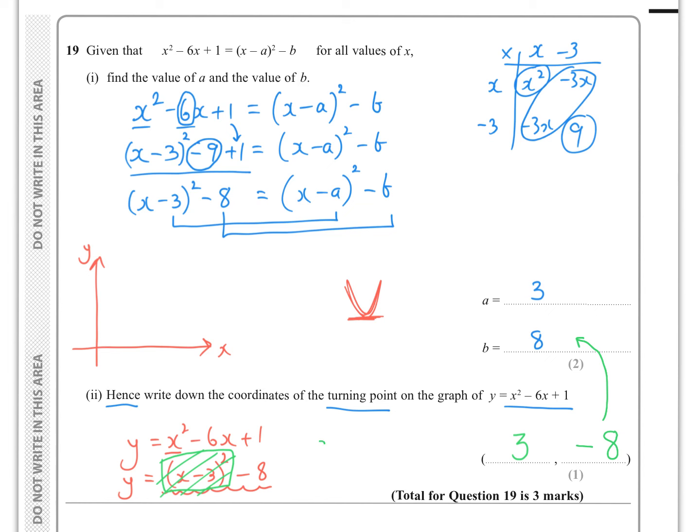One good site that I use is Desmos, where you can interactively plot functions. It's a really good site, and if you just put this function in, and then if you put this function in, y equals x minus 3 all squared minus 8, then you can have a look and see what the graph looks like, and you can convince yourself that this is the turning point.